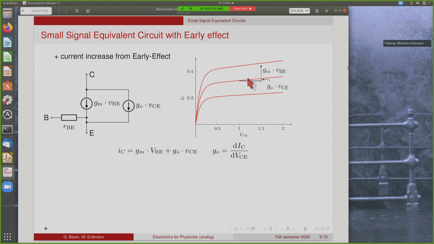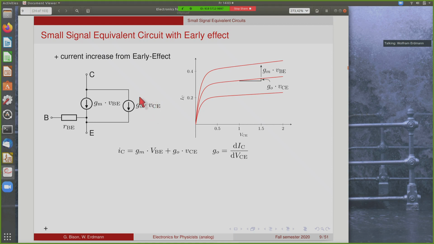Now this changes, of course, when we turn on the early effect. Now there's, as a function of VCE, an additional current increase from the early effect. So if we go a little bit higher in VCE, we'll see an additional increase that comes from the slope of this. And the proportionality factor is called GO, or output conductance. And we can model this in our picture by putting a second current source parallel to the first one. So this is now the sum of two current sources. This one is Gm times VBE, which is the usual amplification, and this one is GO times VCE, which is the early effect.